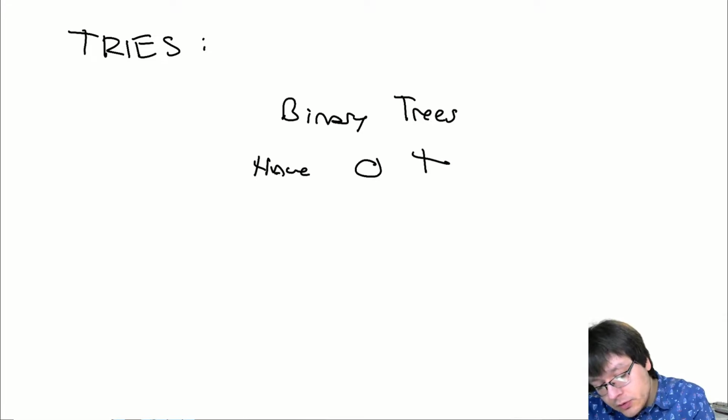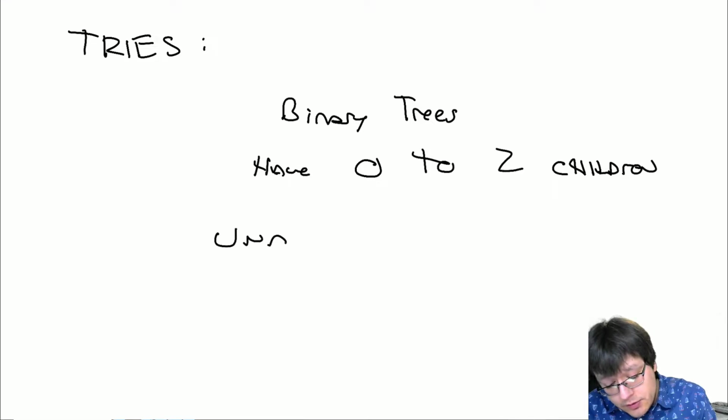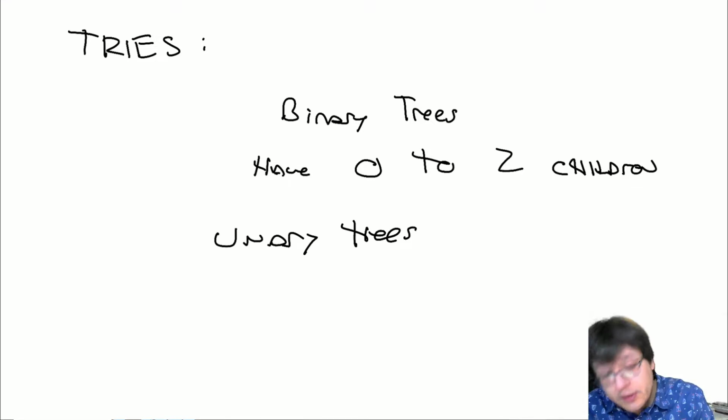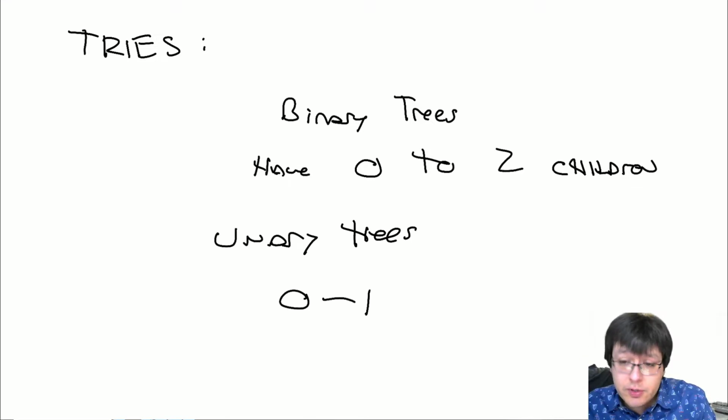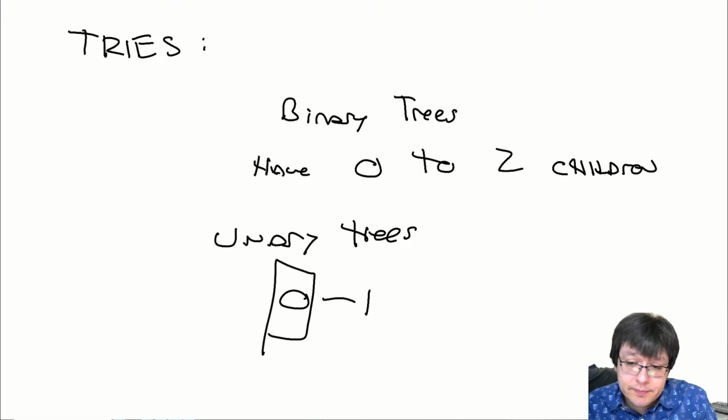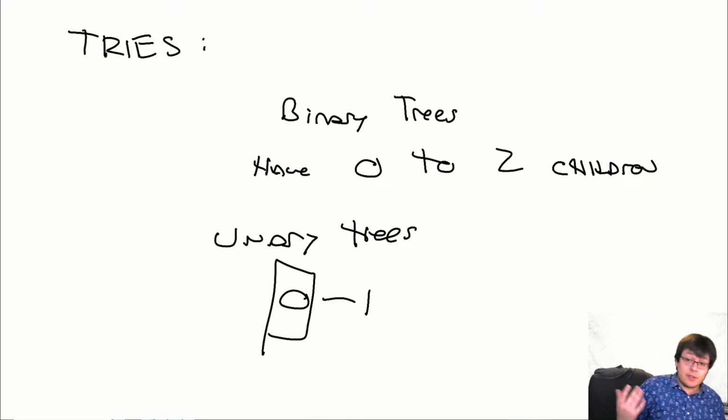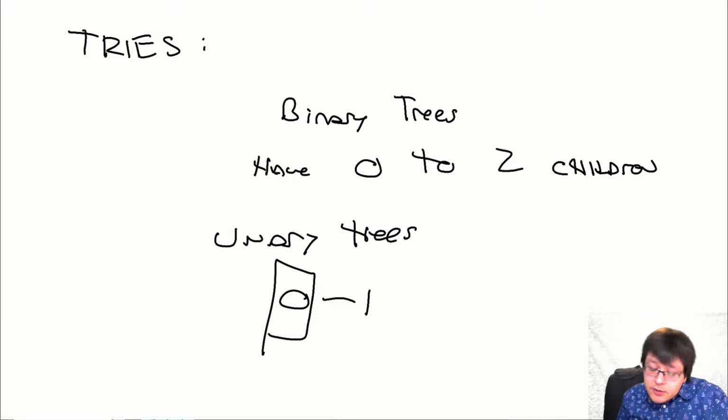So binary trees have 0 to 2 children. Technically, unary trees, also known as linked lists, have 0 to 1 children, right? Usually, the only one that has 0 children is the last node in the linked list, which can be just the first node if it's just one node in the entire tree. So really it only starts getting exciting once we talk about binary trees.